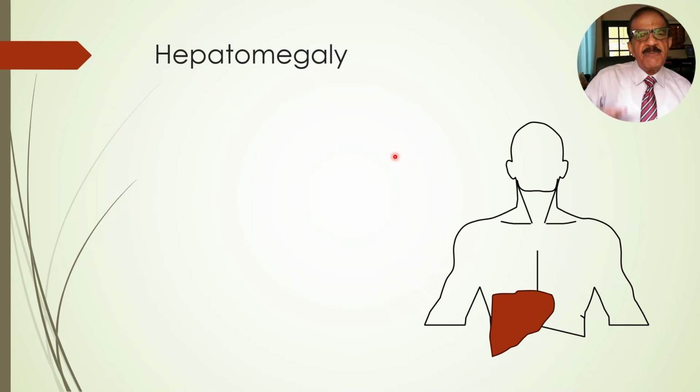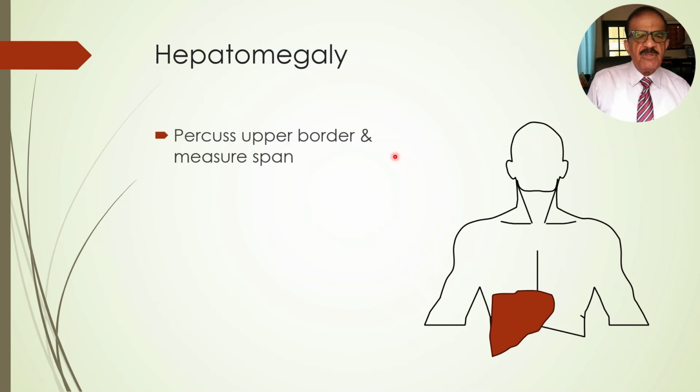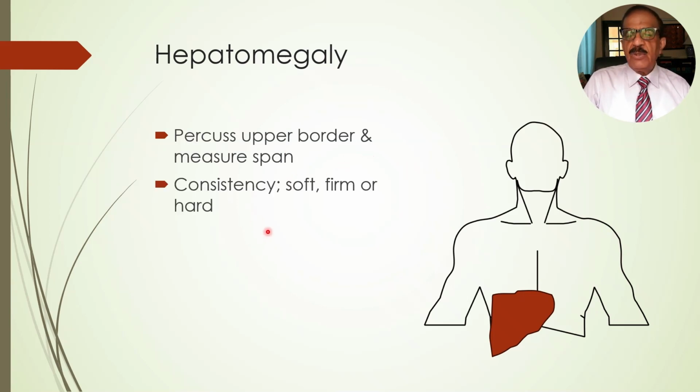The normal span is like 12-13 centimeters. It may be a little less or a little more depending upon the patient's body size, but if it is very big, then of course it is abnormal. So once you determine hepatomegaly, then I think you have to determine several additional things. What are those? First of all, I think I have already described: percuss the upper border and measure the span, and you make a note of the consistency of the liver.